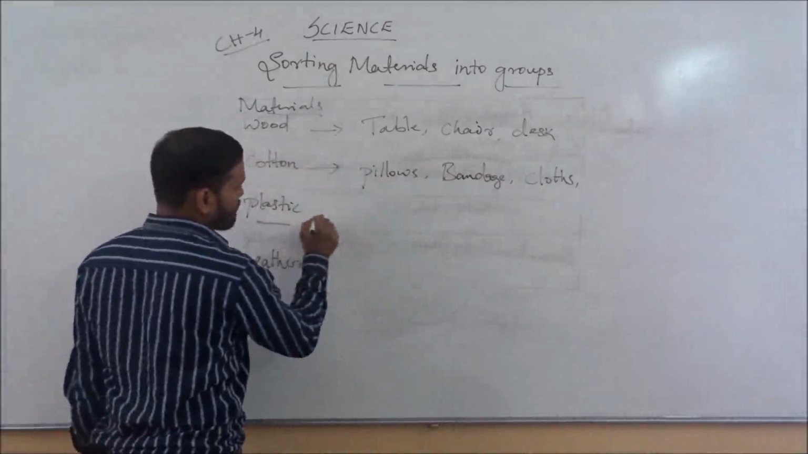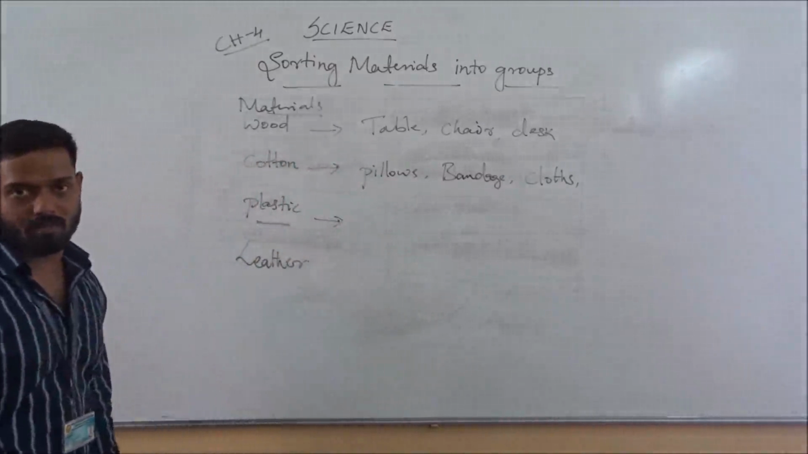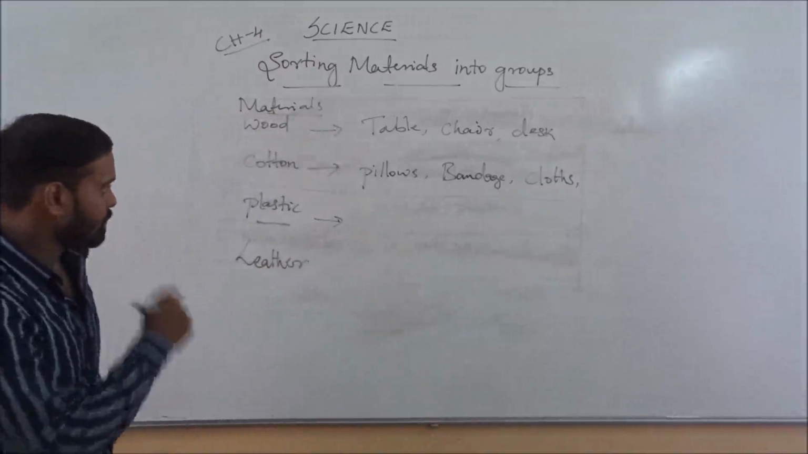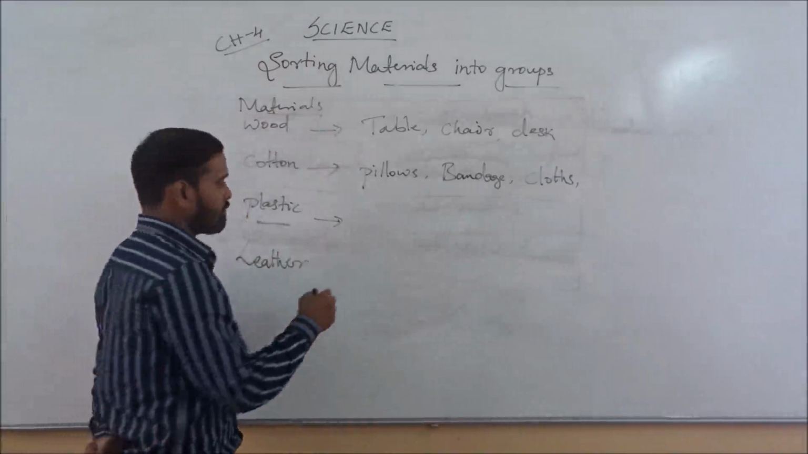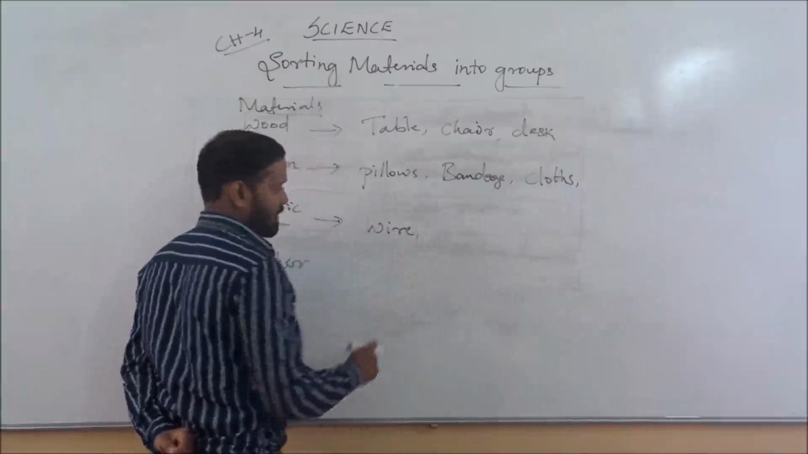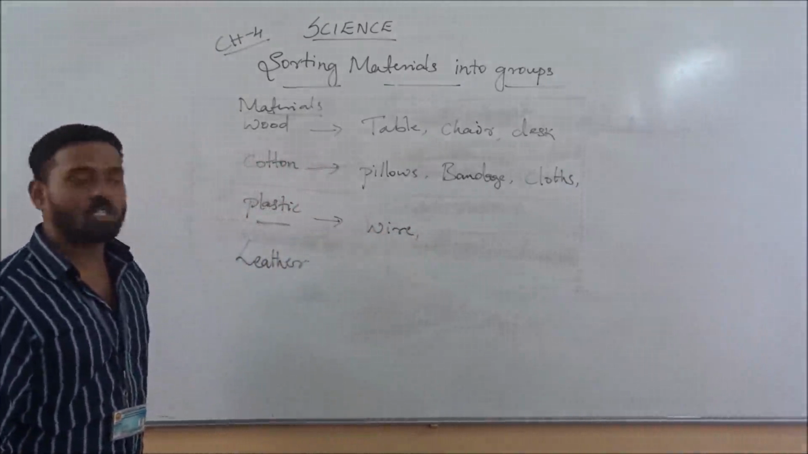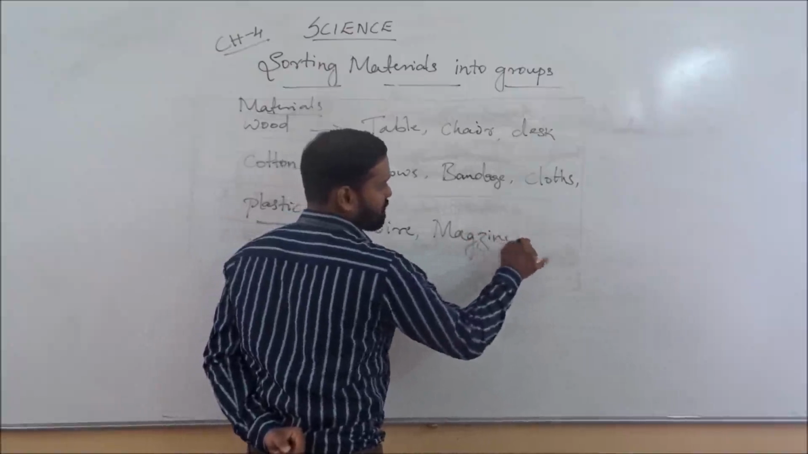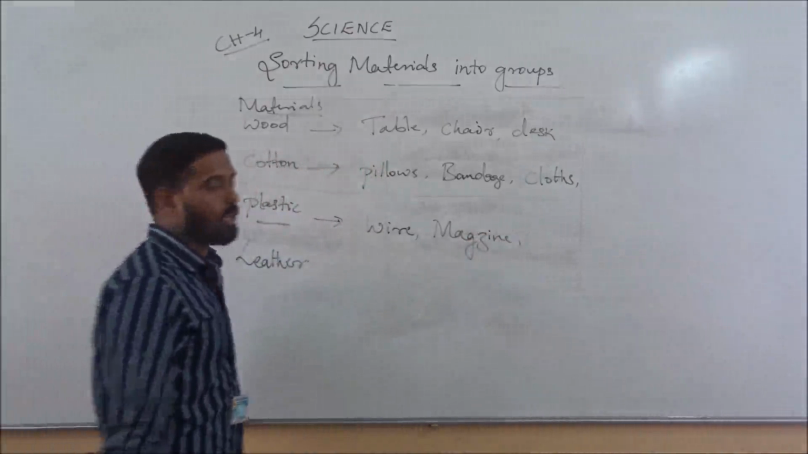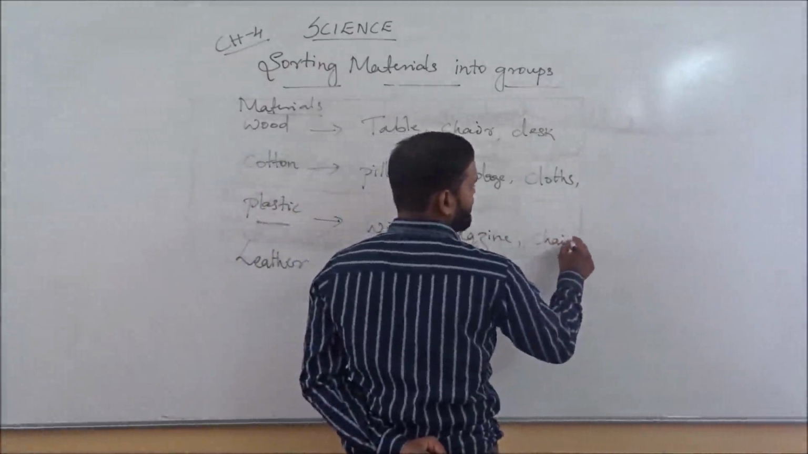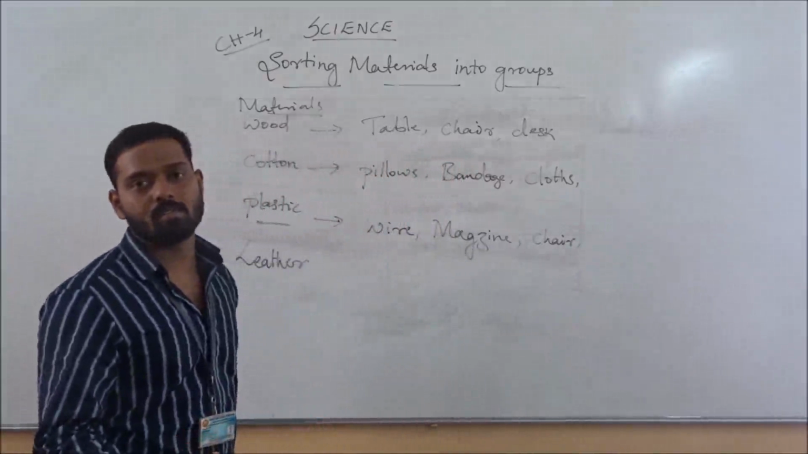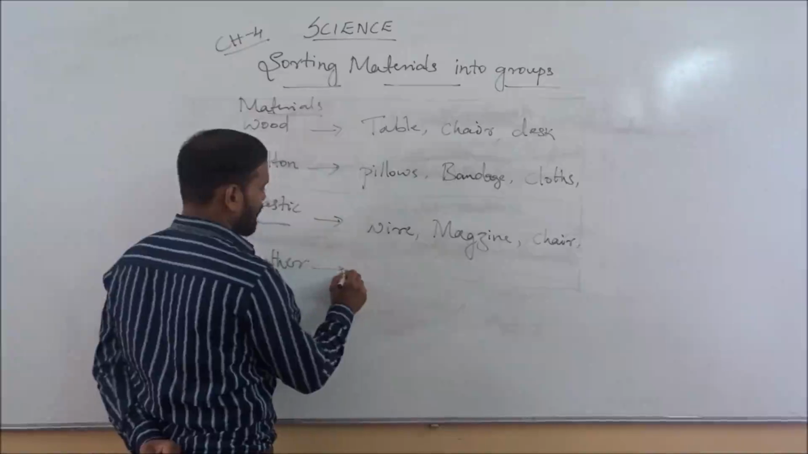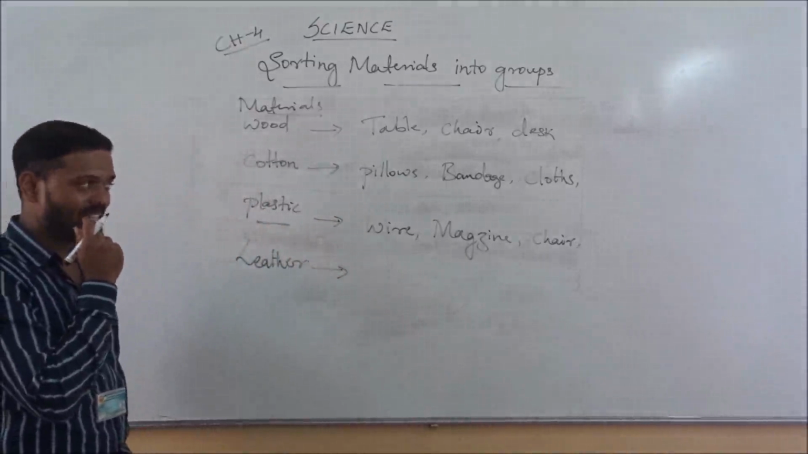Like you can take plastics. From plastic also we can make numerous things. Okay, plastic is a material. We can make it into some objects, like a plastic wire. Wire we can make from the plastic. Okay, and plastic is used to make books, magazines. Chair, we can make into a chair. And automobile parts. In many vehicles, it is used as automobile parts. So that is also something we can make from plastics.